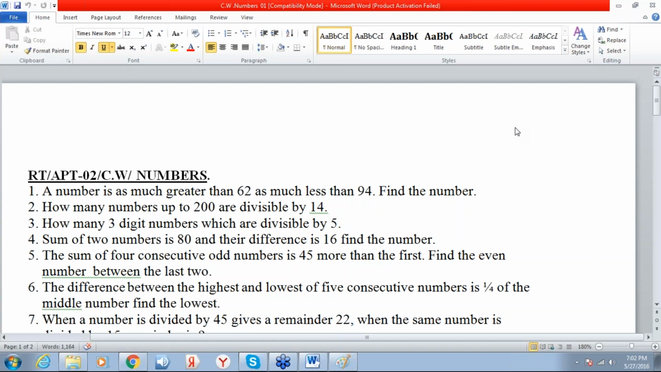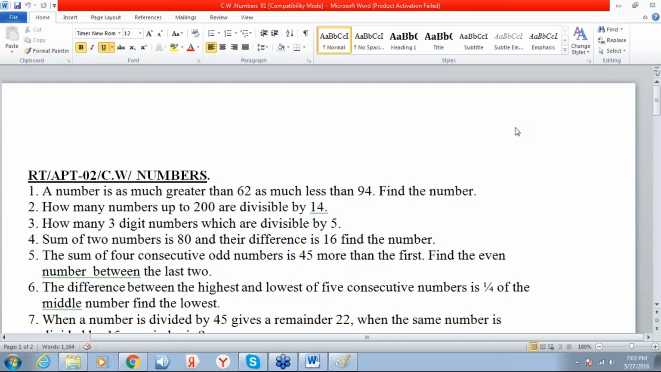By 7, double the units place digit and subtract it from the remaining number. If the difference is 0 or divisible by 7, then the number is divisible by 7. By 8, if the last three digits are divisible by 8, then the number is divisible by 8. Some questions can also be asked based on these rules. I will give those questions also.